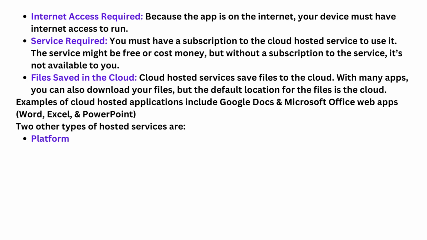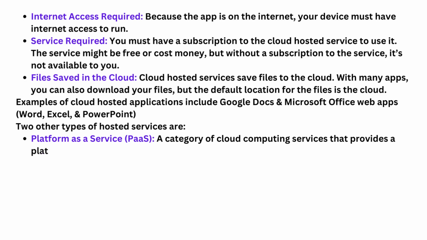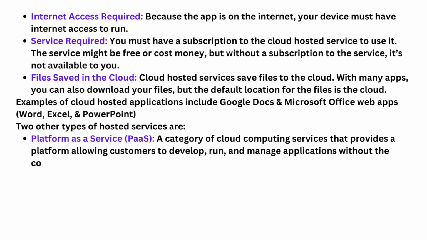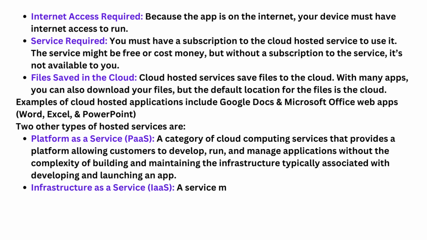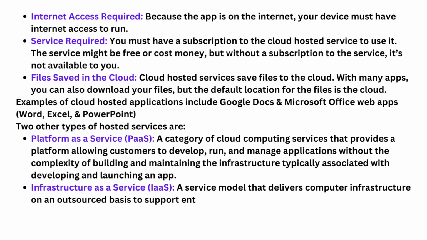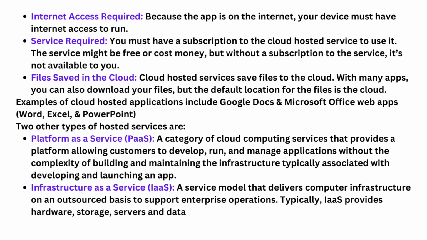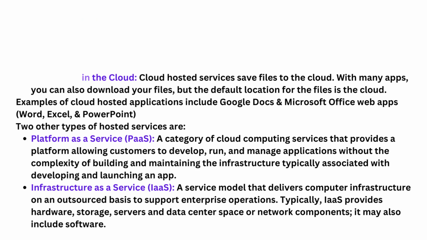Two other types of hosted services are Platform as a Service. PaaS is a category of cloud computing services that provides a platform allowing customers to develop, run, and manage applications without the complexity of building and maintaining the infrastructure typically associated with developing and launching an app. Infrastructure as a Service. IaaS is a service model that delivers computer infrastructure on an outsourced basis to support enterprise operations. Typically, IaaS provides hardware, storage, servers and data center space or network components. It may also include software.